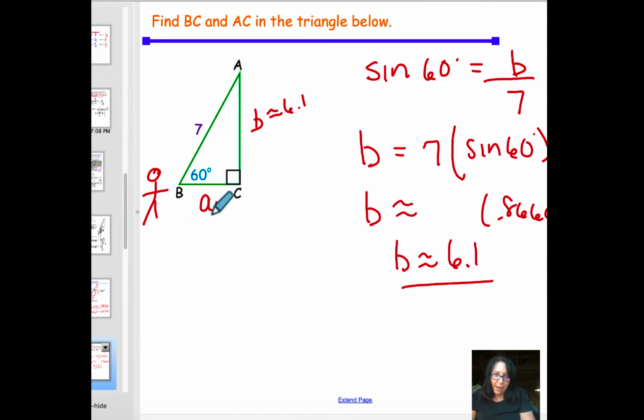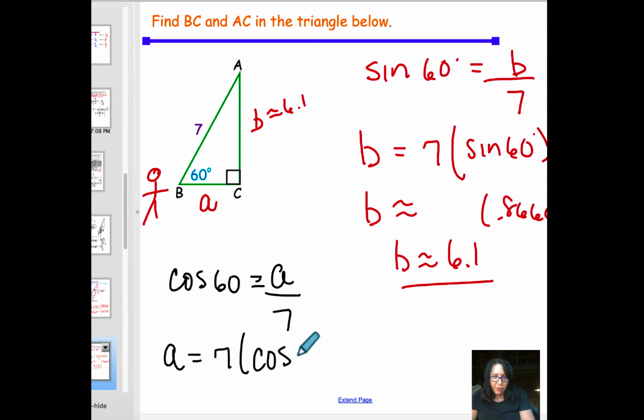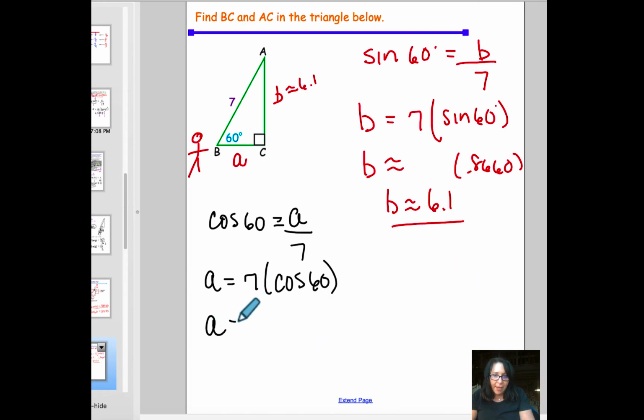Across from the A, or just this little a here, now I'm going to use cosine of 60 degrees. In order to find the adjacent side, I'm going to use adjacent over the hypotenuse. So a is equal to 7 times whatever cosine of 60 degrees is. Well, that's a half. We already knew that. So 7 times 0.5 is 3.5. And so we have a is equal to 3.5. So that's this value here.